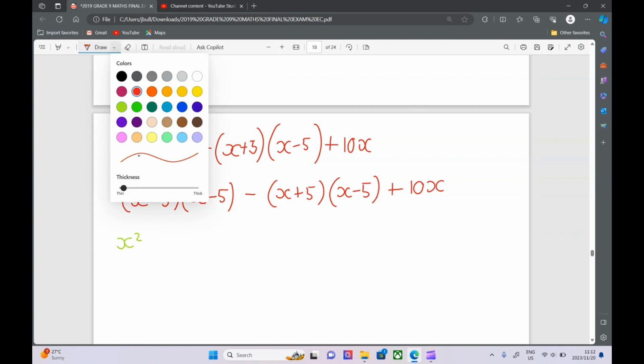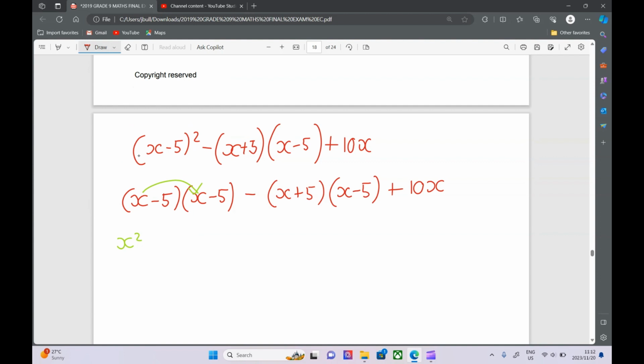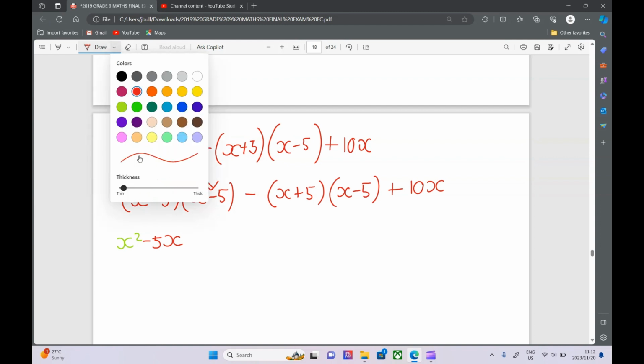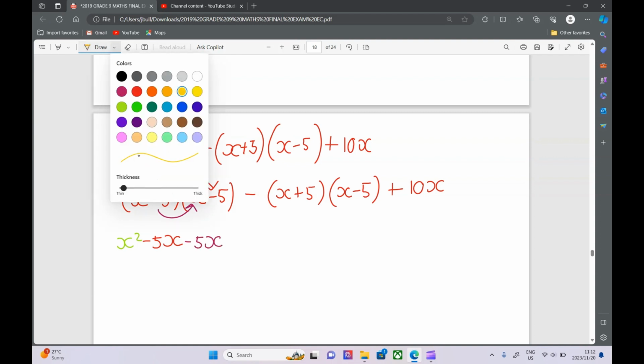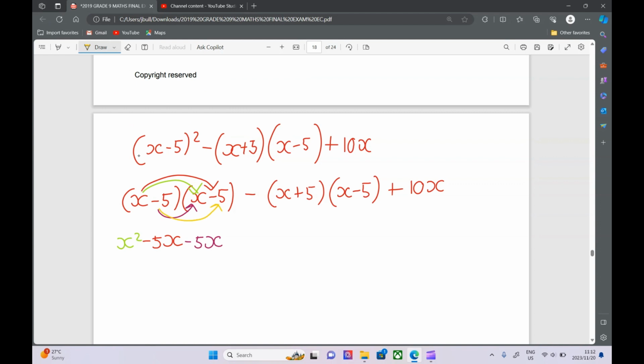Next up, we're going to go x times the last term. So x times minus 5 is minus 5x. Then minus 5 times x, which is minus 5x. Next up, minus 5 times minus 5. So minus times a minus is a positive. 5 times 5 is 25. And do exactly the same for those brackets.